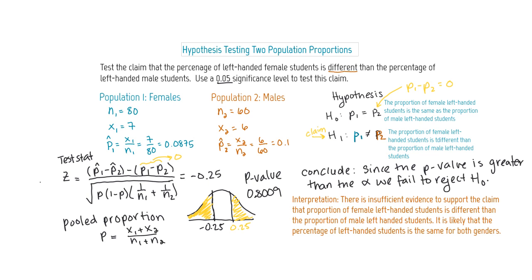So we are concluding that there is insufficient evidence to support this claim that the proportion of female left-handed students is different than the proportion of male left-handed students. So the more easy conclusion to digest here is that it is likely that the percentage of left-handed students is the same for both genders.